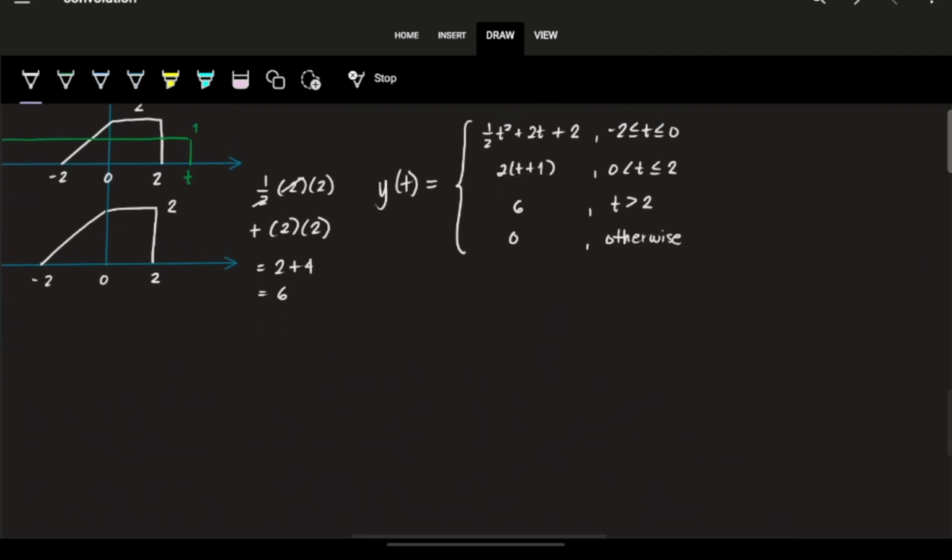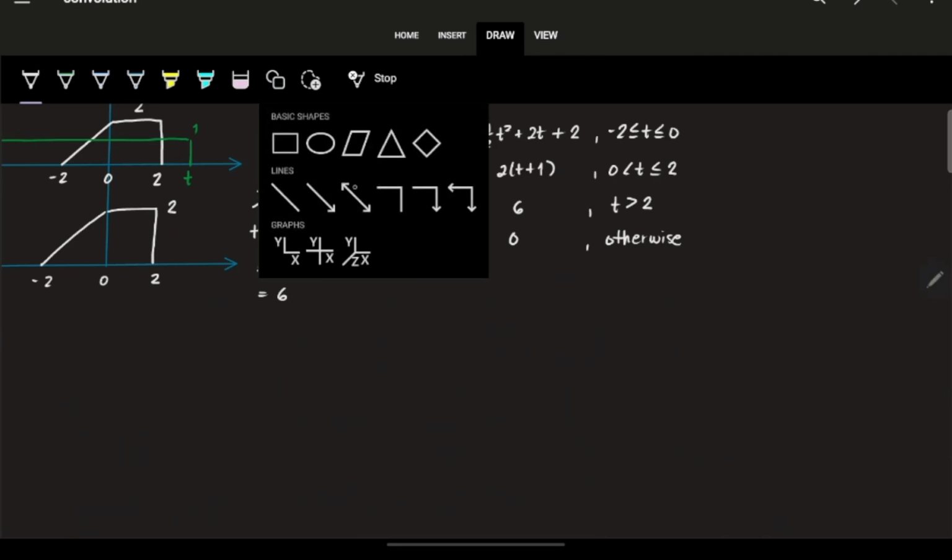Now, let's graph. Kaya nga siya tinawag na graphical convolution. Kung hindi natin i-graph to, wala rin.